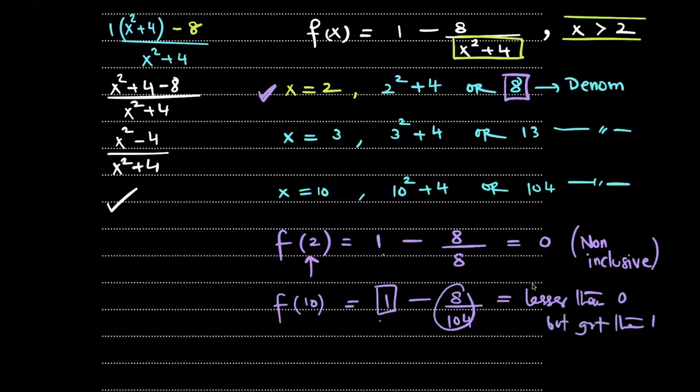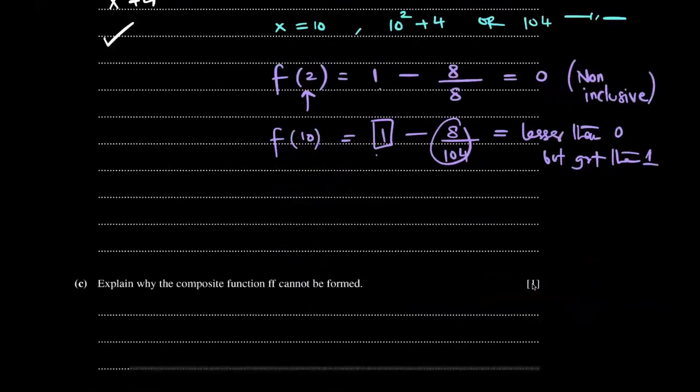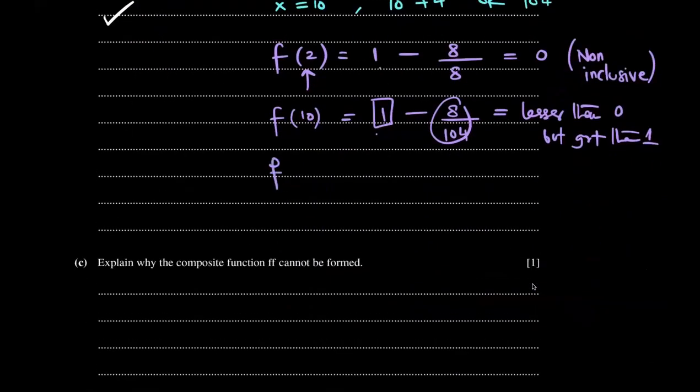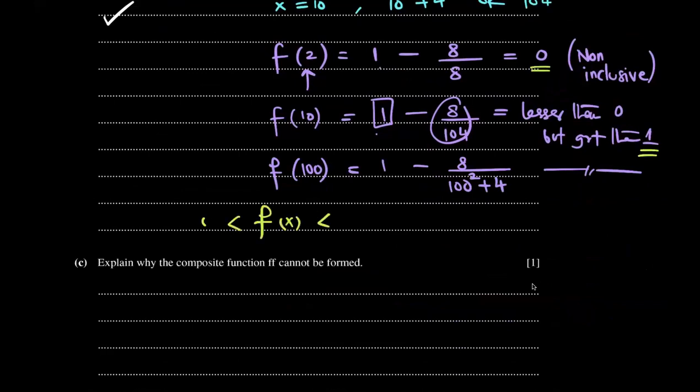That is the thing. Now let me plug in something like f of 100. So this is 1 minus 8 over (100 squared plus 4). Again, this will be true. That means the limiting value is 1. The limiting value is 0. Therefore, the range of this function lies between 0 and 1.